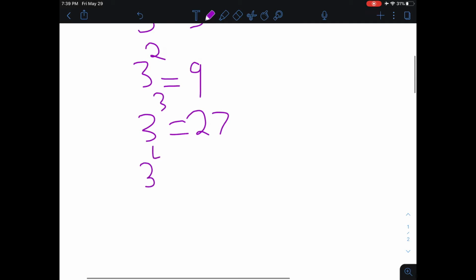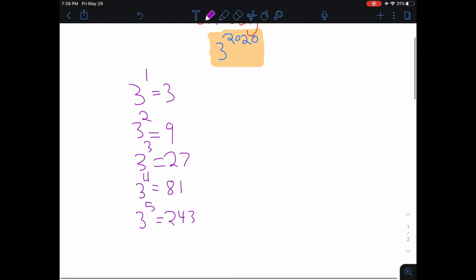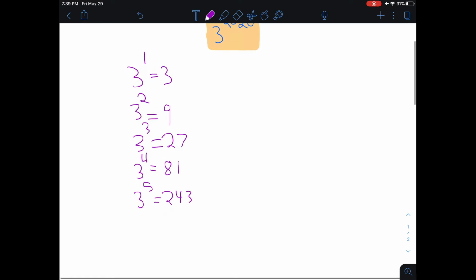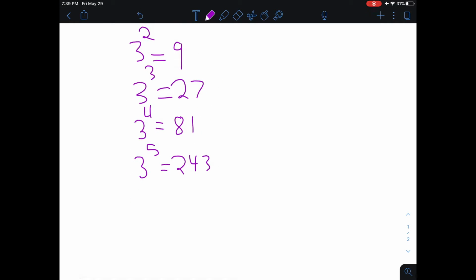Now 3 to the power of 4 is 81. And 3 to the power of 5 is 243. There isn't really anything concrete here yet, but let's keep going and see if we can find a pattern. So now we go to 3 to the power of 6, and that's 729. And now 3 to the power of 7 is 2187.